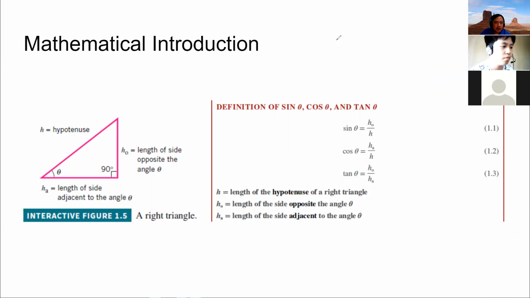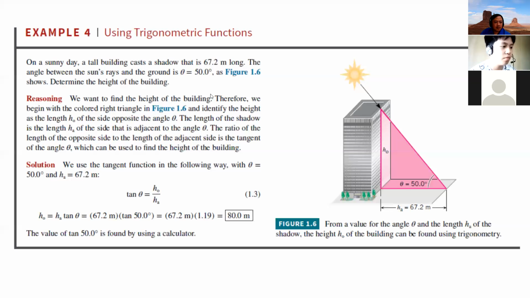Okay, so if we proceed, if we use this trigonometric function, for example, this is a math example. On a sunny day, a tall building casts a shadow that is 67.2 meters long. The angle between the sun's rays and the ground is 50.0 degrees, as shown in the figure. Determine the height of the building.